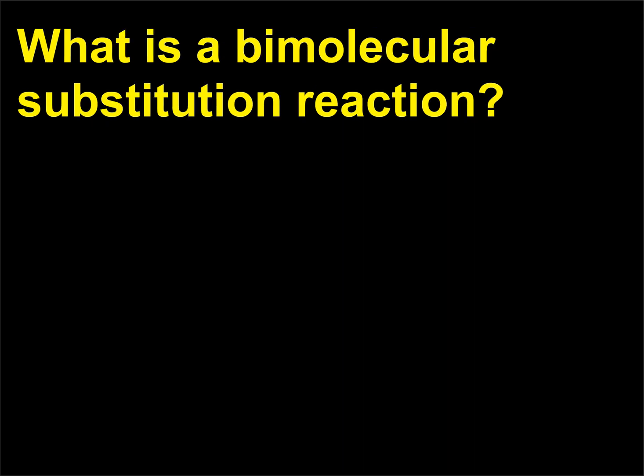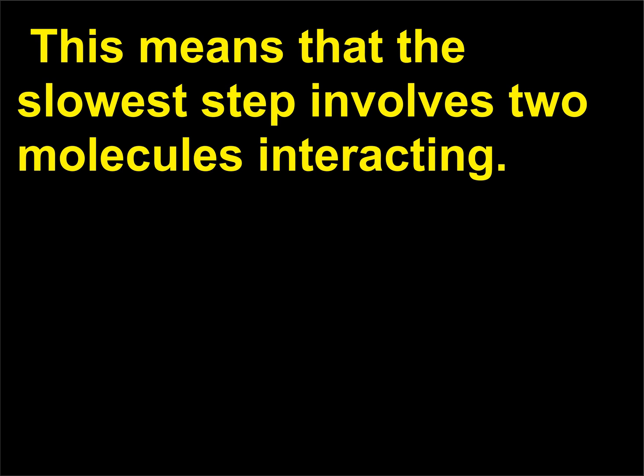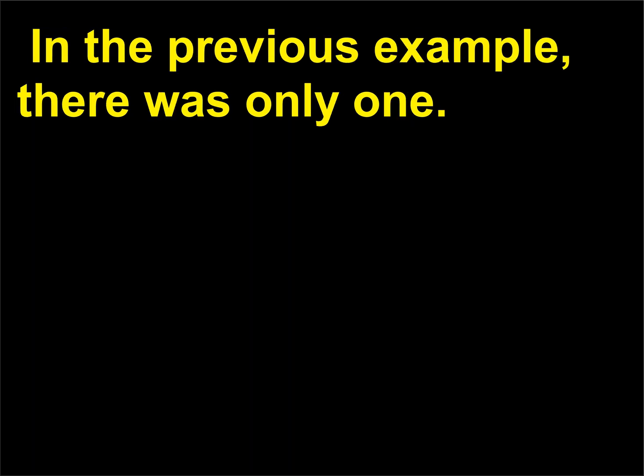What is a bimolecular substitution reaction? From the last answer, you can probably guess that a bimolecular substitution reaction has two molecules in the transition state. This means that the slowest step involves two molecules interacting. In the previous example, there was only one.